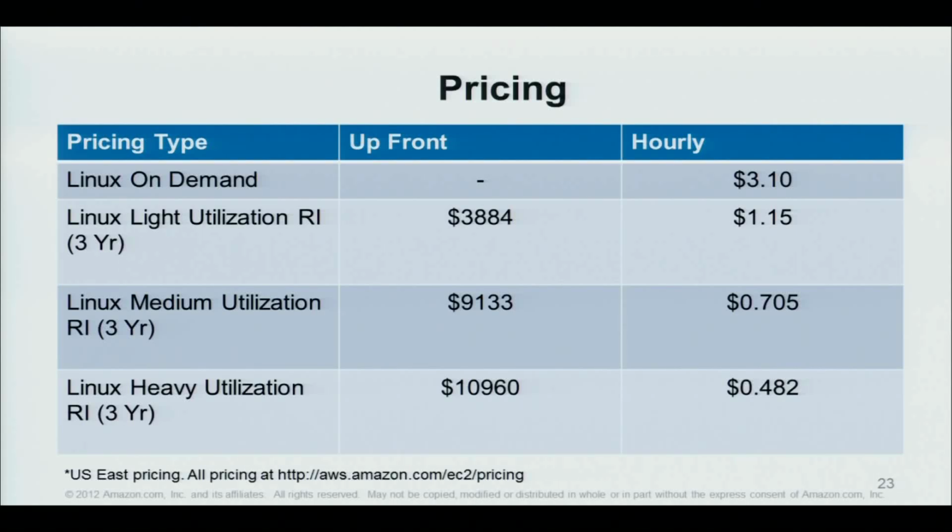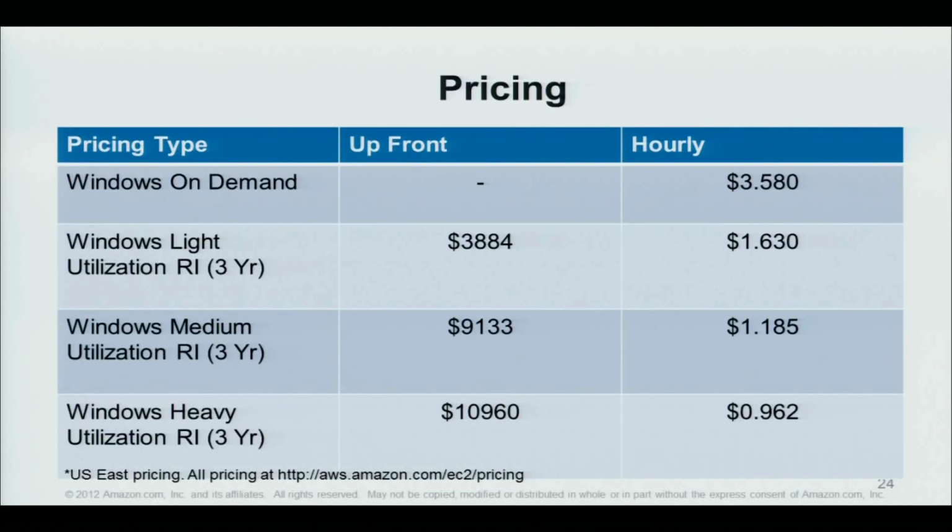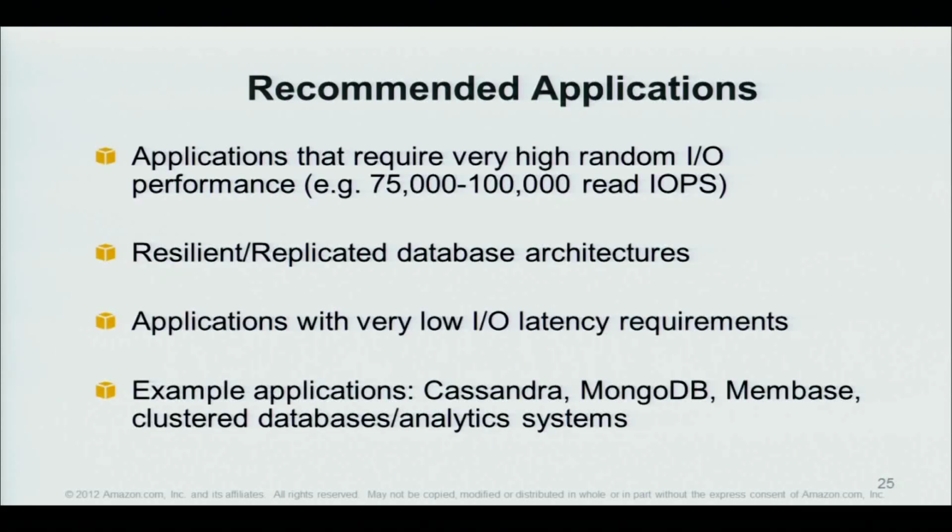Like all other EC2 instances, we support reserved instances as well, where you pay an upfront fee for a lower hourly rate, and the higher the utilization, the lower your effective hourly rate. So if you're running 24/7, we recommend using heavy utilization RIs, where if you're running 24/7, you're at roughly about 90 cents an hour for this instance. Windows pricing is a little higher and is listed here as well. This is for US East.